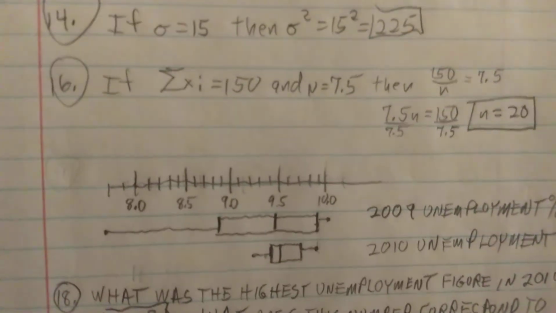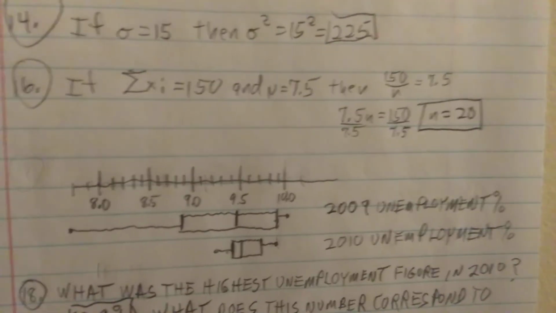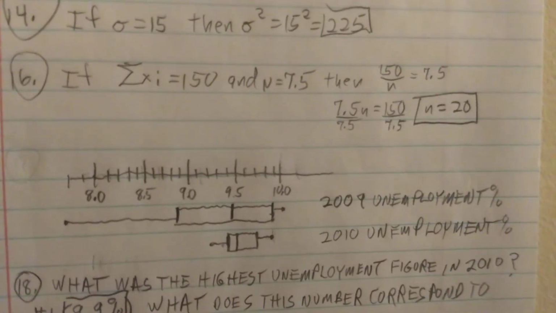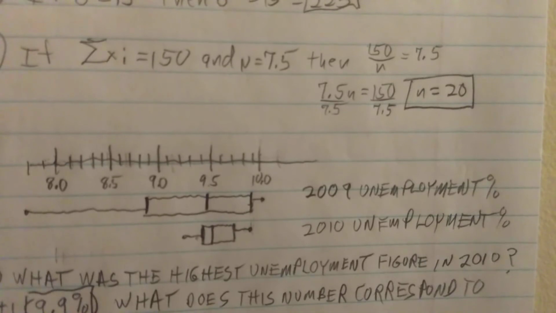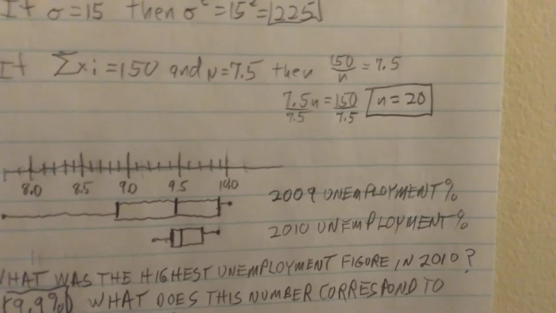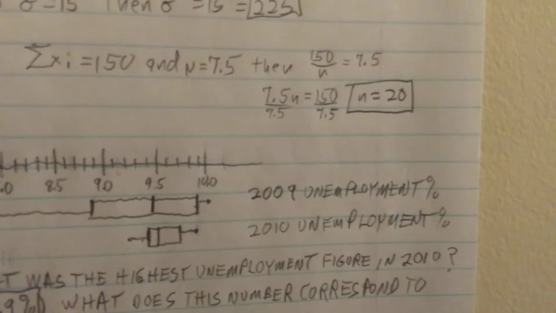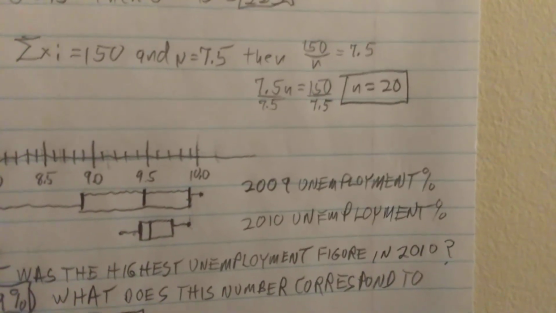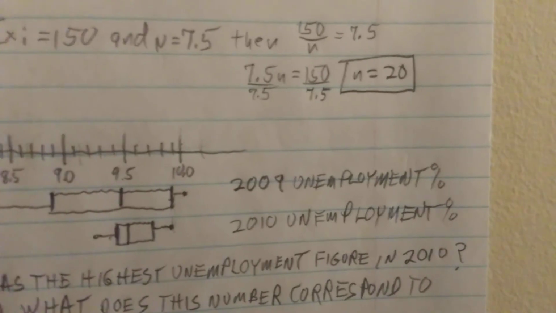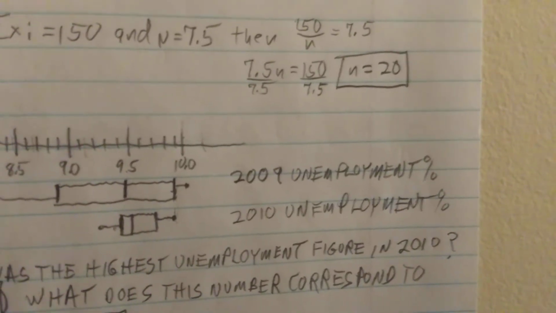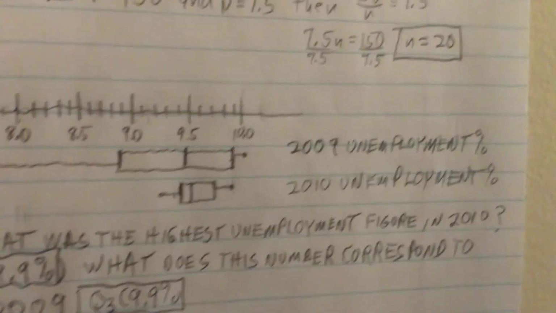Now 16, if the summation of x sub i equals 150, if adding them all up is 150, and the mean itself is 7.5, then 150 over n is 7.5, and cross multiplying, 7.5n equals 150. 150 over 7.5 gives us an n of 20 numbers that were added.